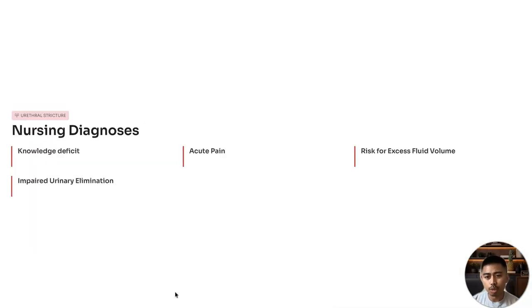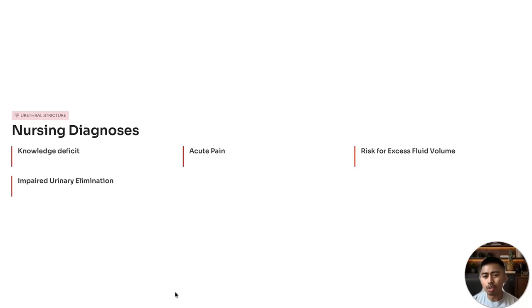Based on our signs and symptoms, what are some of the nursing diagnoses that we have? So we've got knowledge deficit. Sometimes you just have to educate these patients because they don't know what's going on. They don't know why they're having urinary elimination problems with voiding, things like that. So that comes from the knowledge deficit.